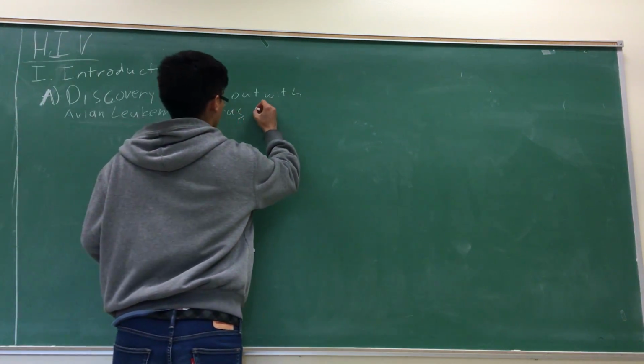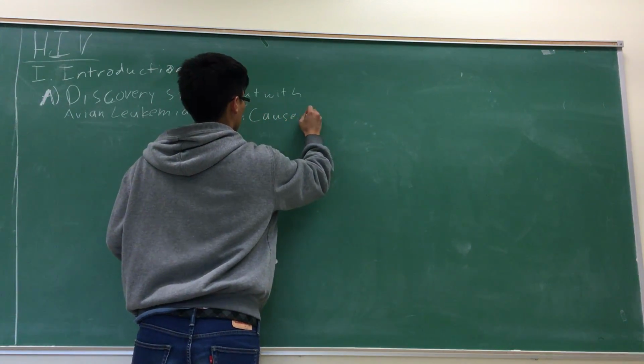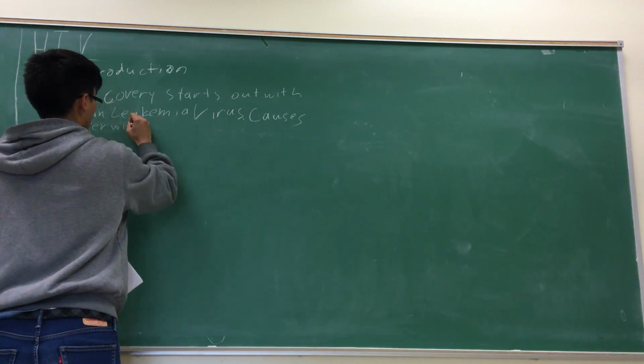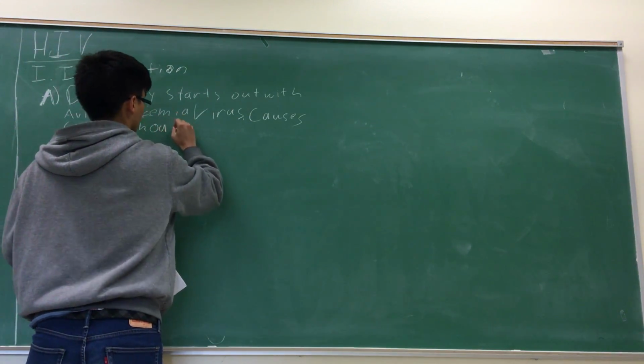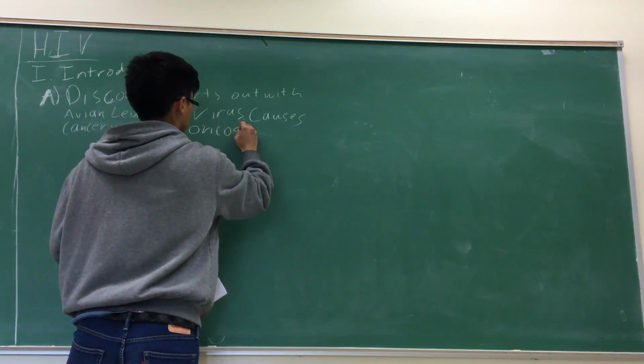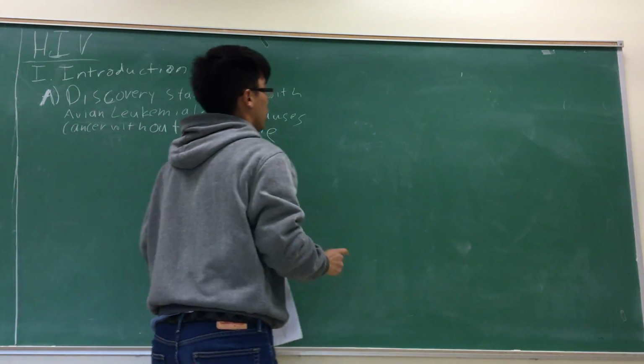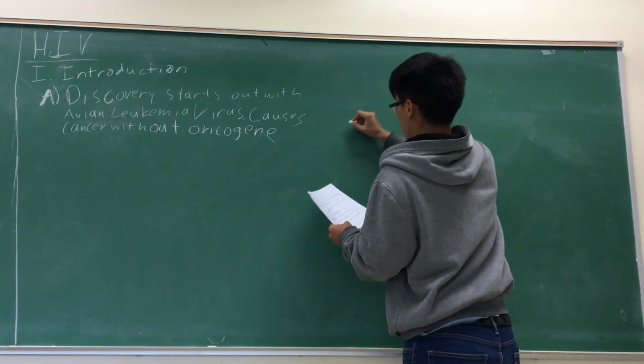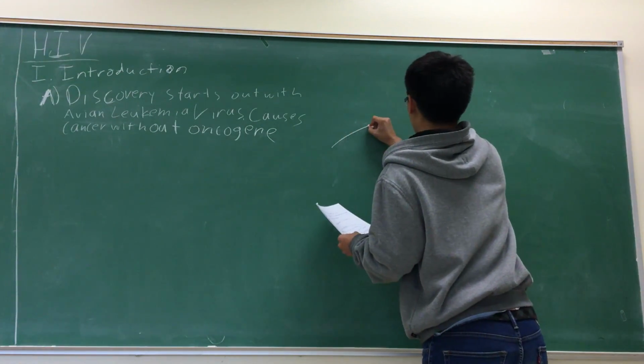So I'm going to write here: causes cancer without oncogene. And I'm going to draw a picture here. I can reserve the right side of the board for a picture, since this is best illustrated with a picture.